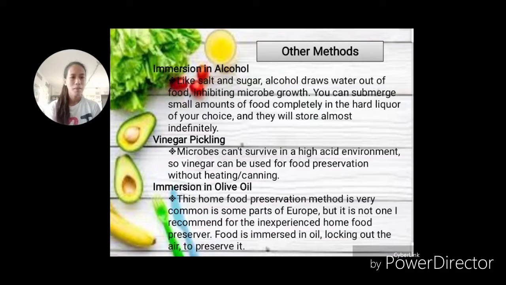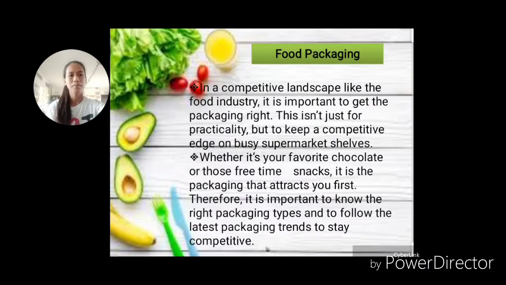Next, immersion in olive oil. This home food preservation method is very common in some parts of Europe, but it is not one I recommend for the inexperienced home food preserver. Food is immersed in oil, locking out the air to preserve it.